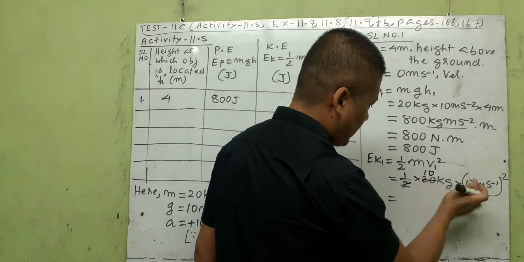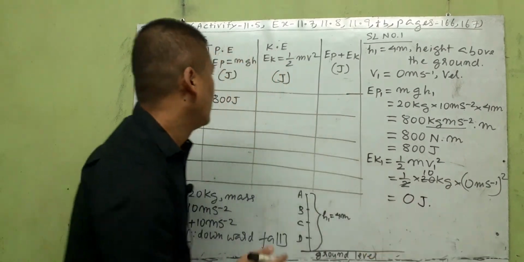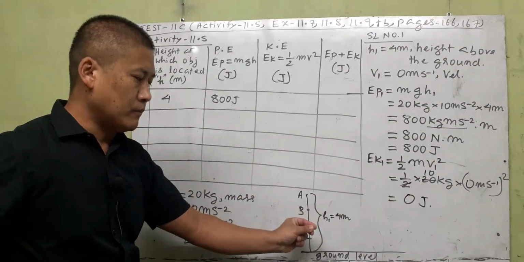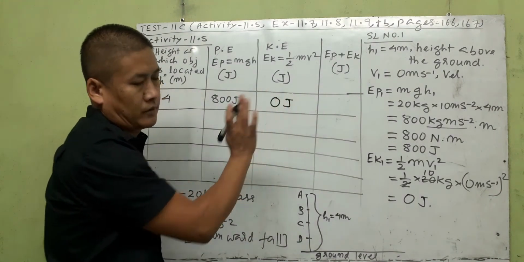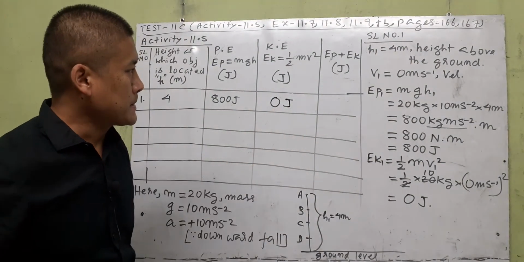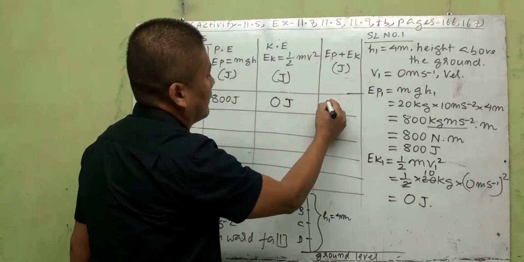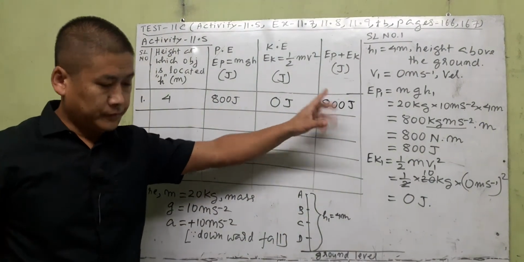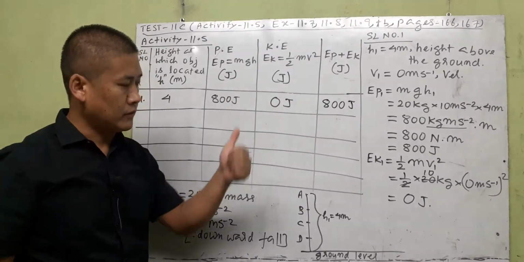So 10 into 0 is again 0, so everything is going to turn out 0, so 0 joules finally. When it was at the height of 4 meters before being dropped, before moving, since the object is not moving, kinetic energy will be 0, because kinetic energy is energy possessed by a moving body only, and it has not yet moved. So the total is 800 plus 0, EP plus EK, total is 800 joules, proving that the law of conservation of energy holds, that nothing is lost, right?